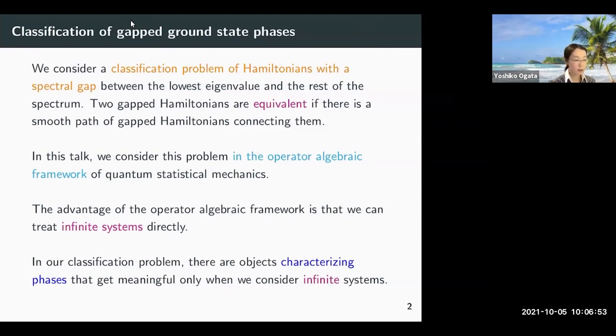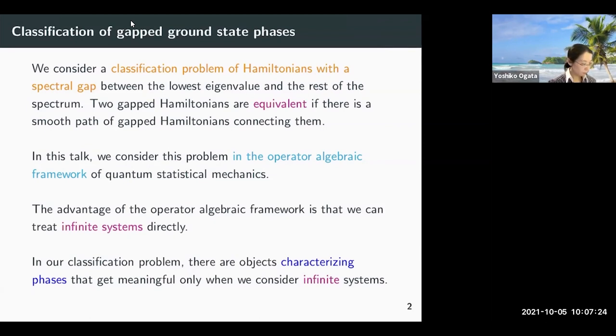Recalling that a ground state with a spectral gap shows exponential decay of correlation functions, we can interpret a gapped state as a kind of normal phase, very roughly. And in this sense, this is a classification of normal phases, looking for the connected components of normal phases. That is the kind of classification problem I would like to consider in this talk.